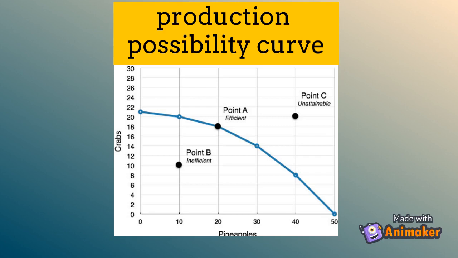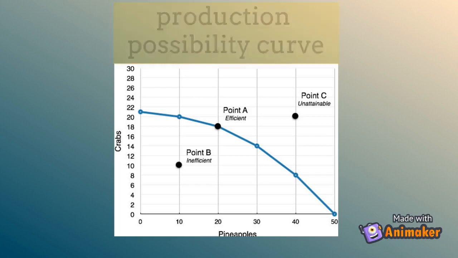The two main characteristics of PPC are: 1. Slopes downwards to the right. PPC slopes downwards from left to right. 2. Concave to the point of origin. It is because to produce each additional unit of commodity A, more and more units of commodity B will have to be sacrificed.